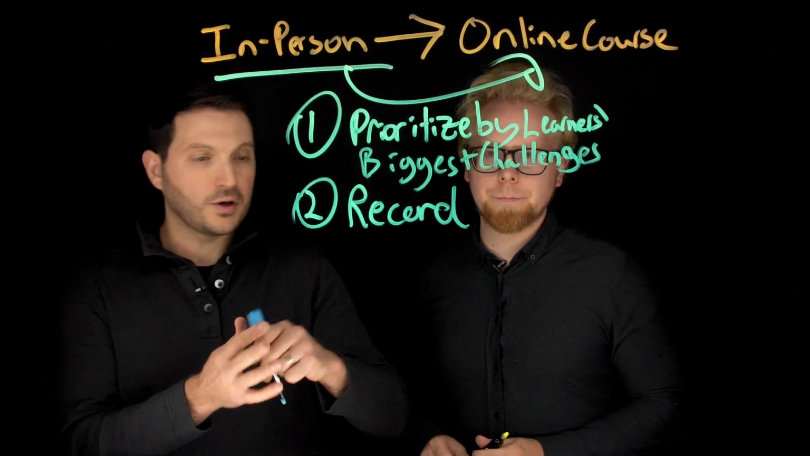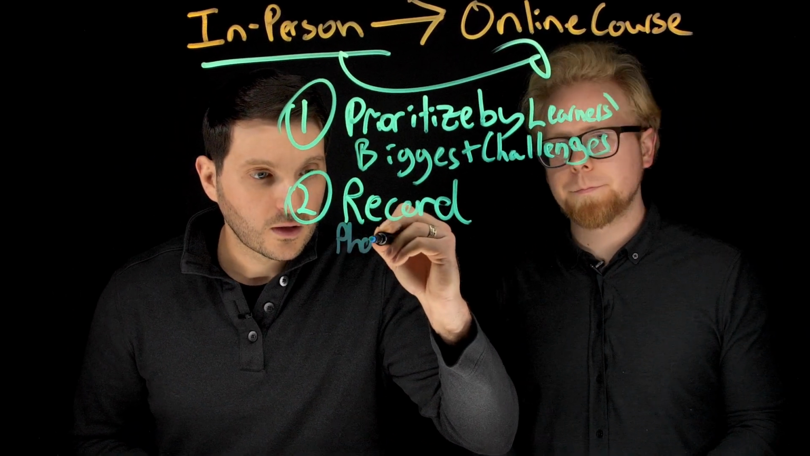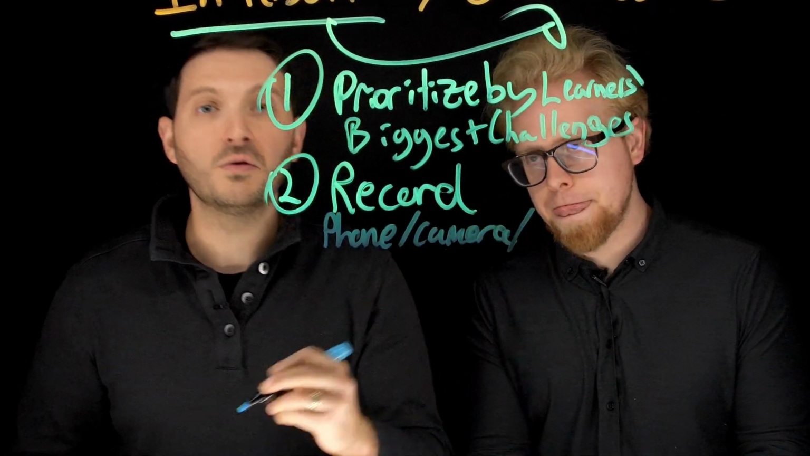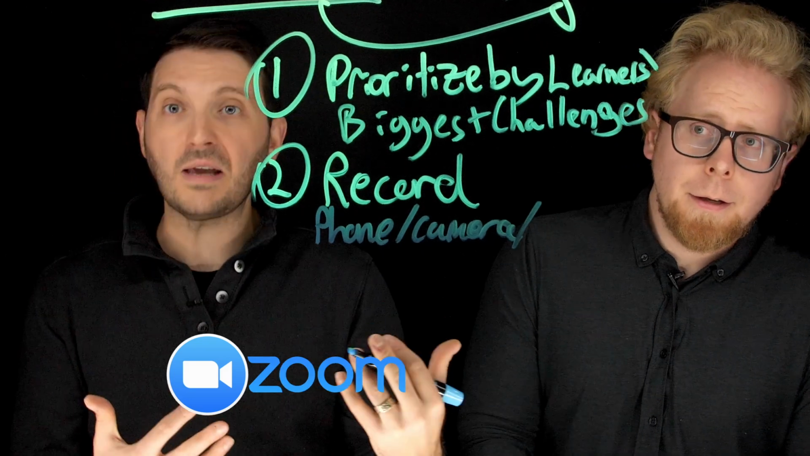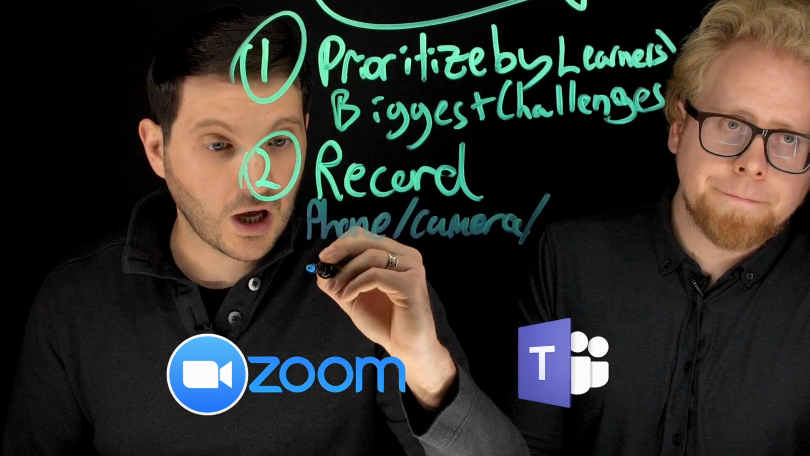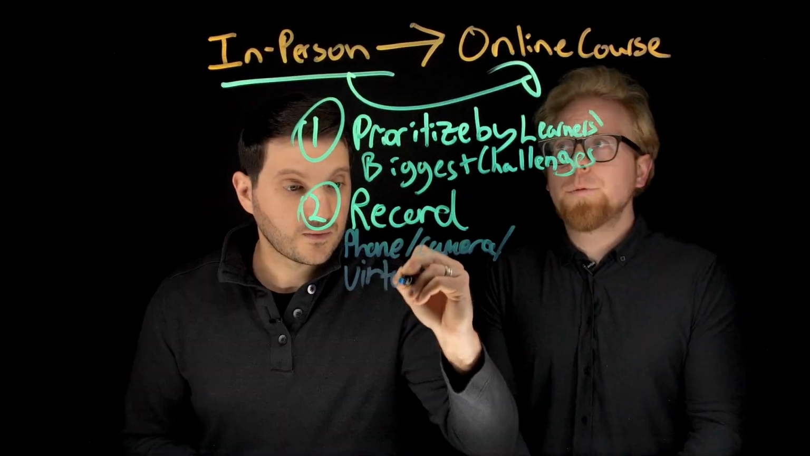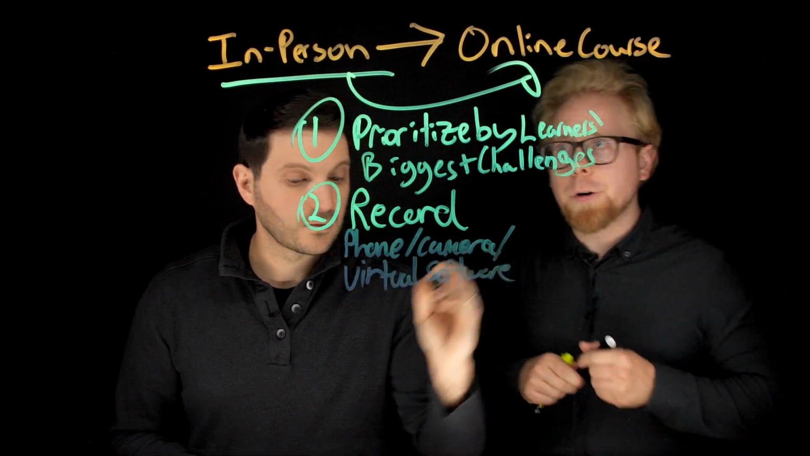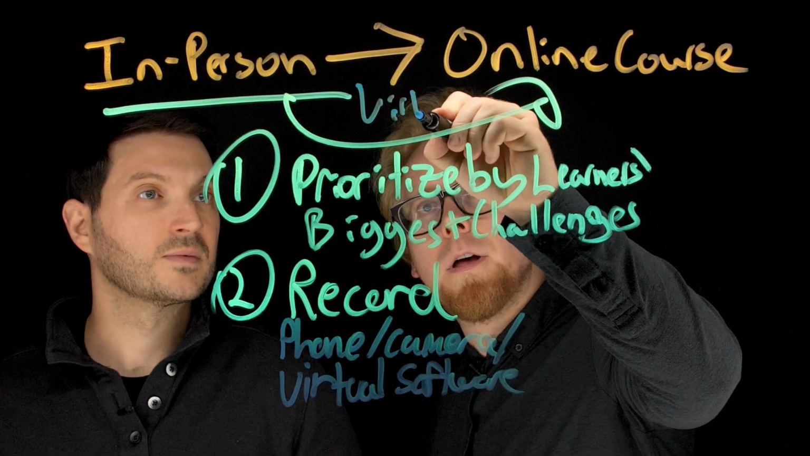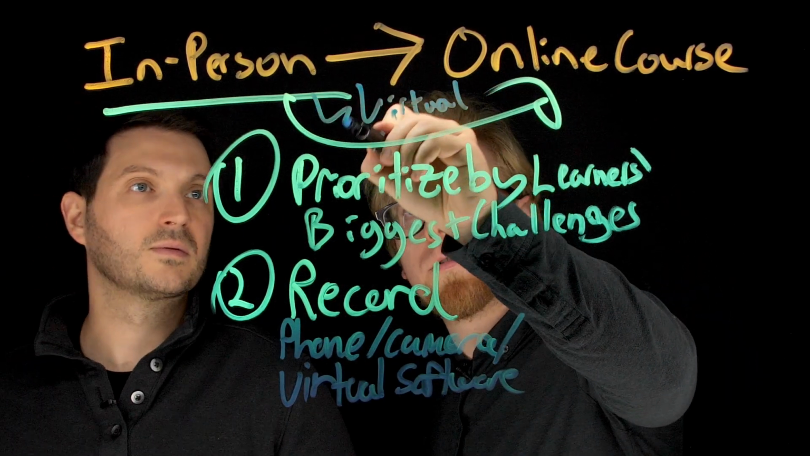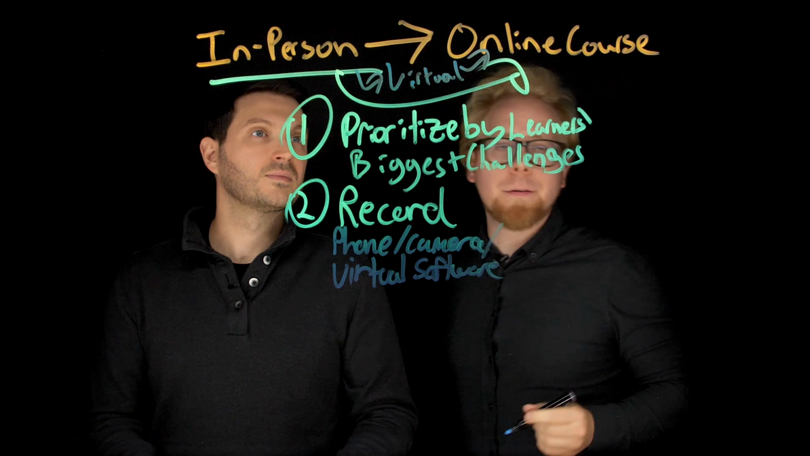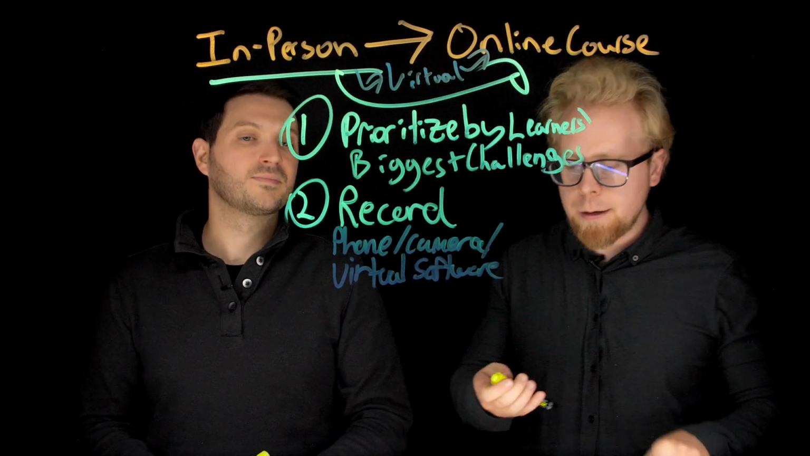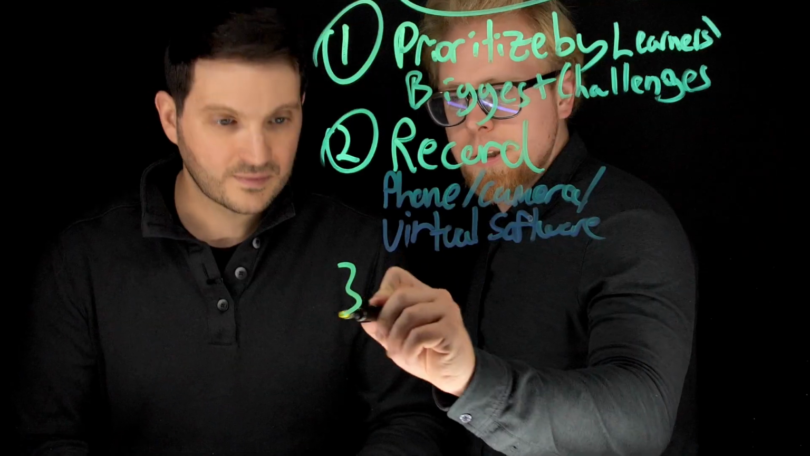Now again, to record, you can use your phone. You can use a camera. You can also use Zoom or Microsoft Teams, right? So a virtual software. Yeah. And what you really could do is you could move your in-person training to virtual training first, and then move it to an online course if you want. And then you basically take the virtual version of your in-person training, as Hector said, and you break that into the online course, which is number 3.